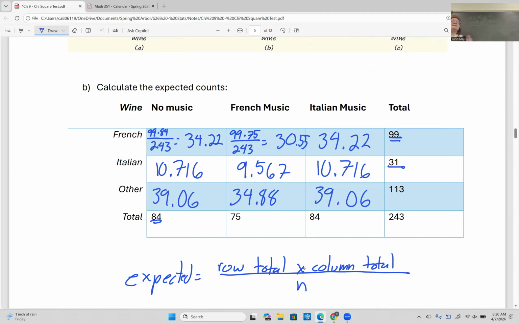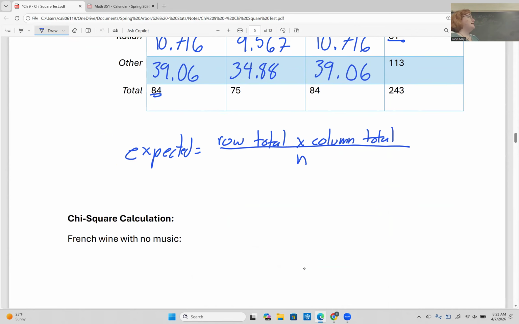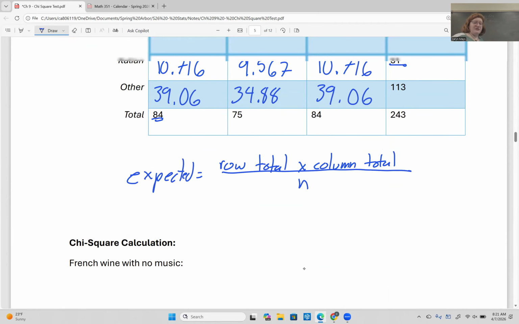These are what we would expect if all we knew was that when no music was playing, 84 total bottles of wine were sold, and in total we had 99 bottles of French wine purchased. If all I knew was my totals, these are what I would expect if the distribution was the same. The chi-square calculation, then, for each item, each cell has its own.